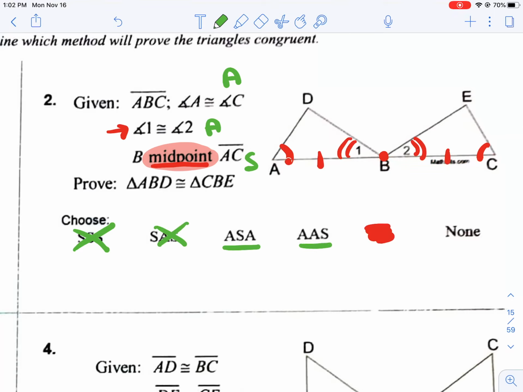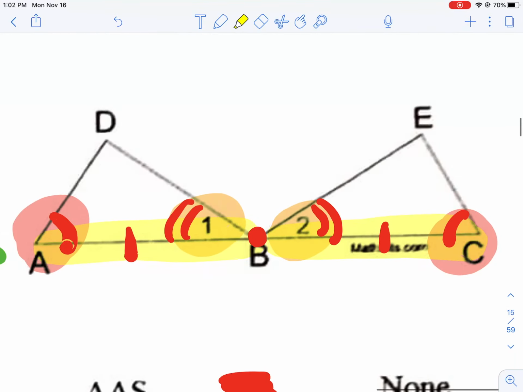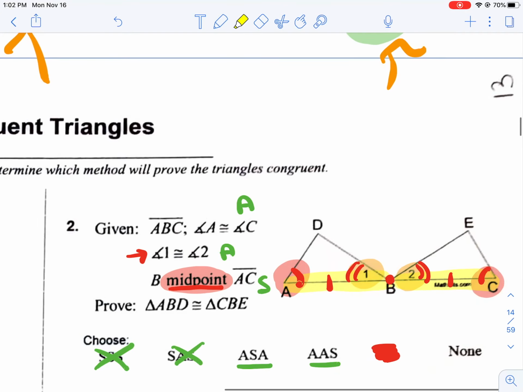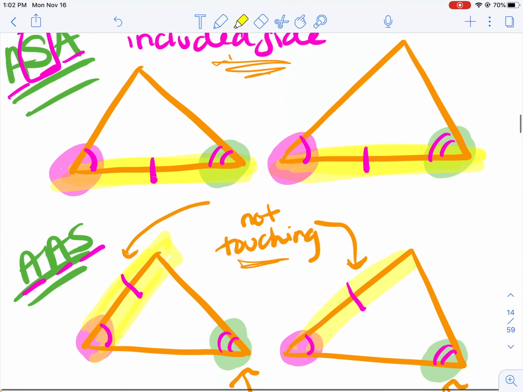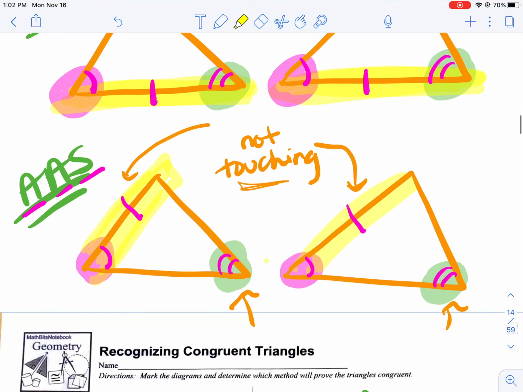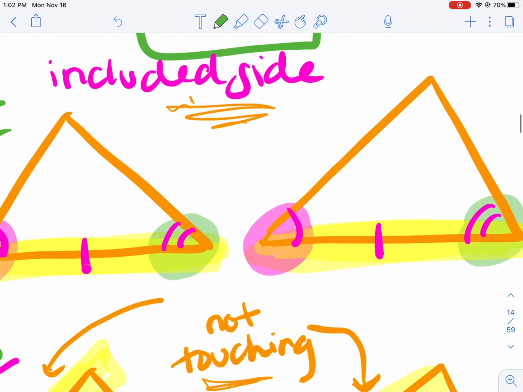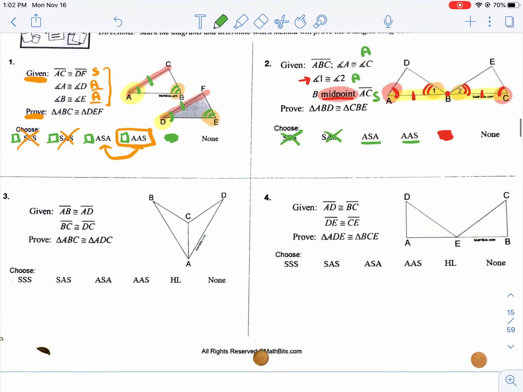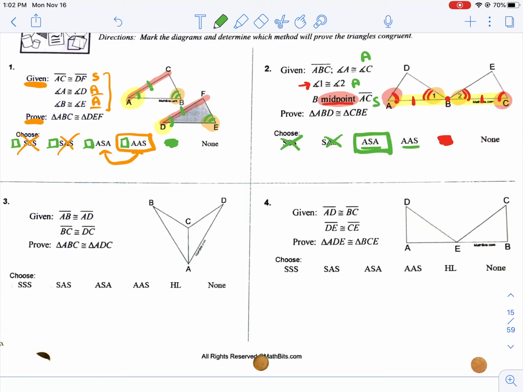Well, let's highlight our angles. I'm going to highlight angle A, which matches with angle C. I'm going to highlight angle 1, which matches with angle 2. And now, voila, I'm going to highlight the congruent side. That's the congruent side. That's the congruent side. Do you guys notice how all these angles are touching the congruent side? So if we go back to our picture we talked about before, there's nothing left out. Like in these pictures over here, right? These angles were left out. Now, this is exactly what we have, an included side. So this is going to be angle, side, angle.